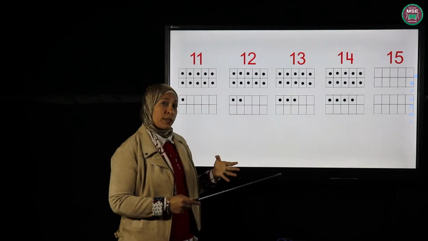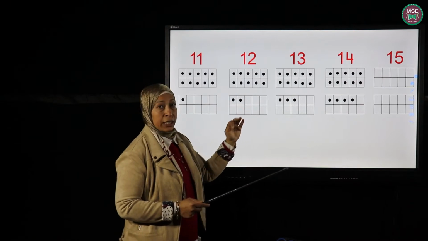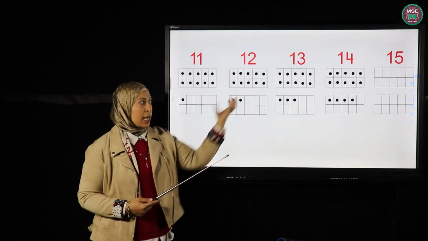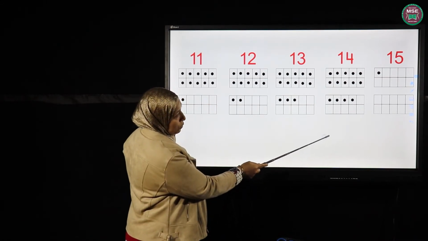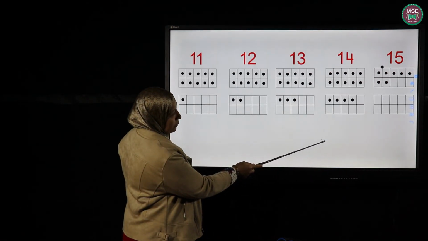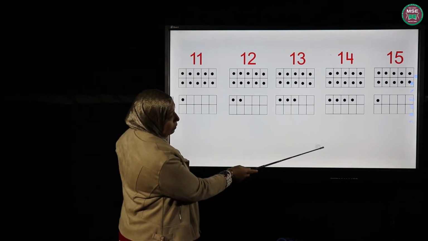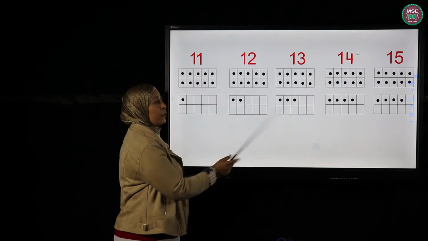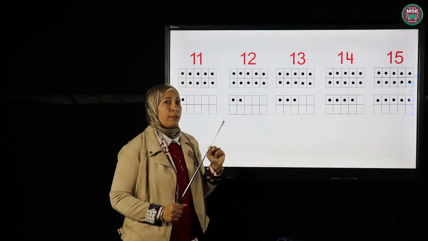Let's go to the next number. What comes after 14? Yes, it's 15. 11, 12, 13, 14, and 15. How can I show 15 on the frames? Think. How many? 10 and, excellent, 5. Let's call the dots. 1, 2, 3, 4, 5, 6, 7, 8, 9, and 10. 11, 12, 13, 14, and 15. How many more did I need? Yes, I need 5. So 10 and 5 makes 15.